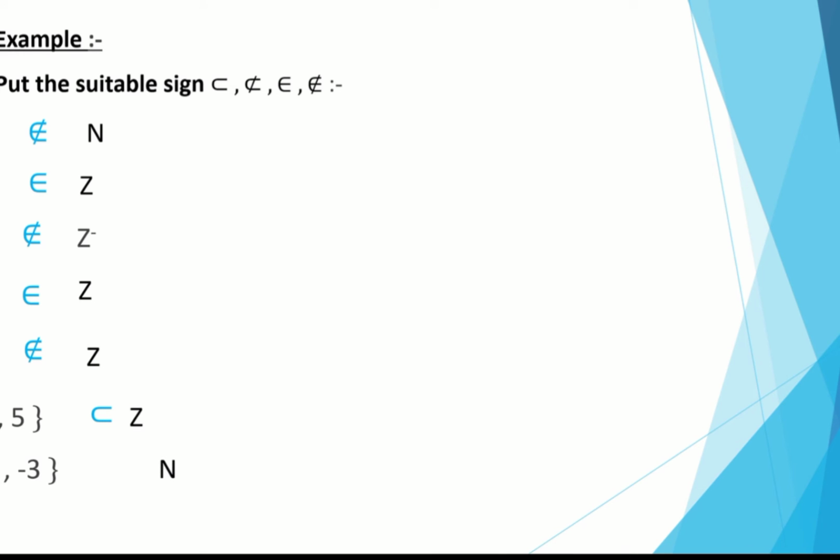Set 2 and -3. 2 is in the natural numbers, okay, but -3 is not in the natural numbers. So the answer is not a subset. Set 6 and -7, between two sets, so I will be using subset or not subset. It's a subset.